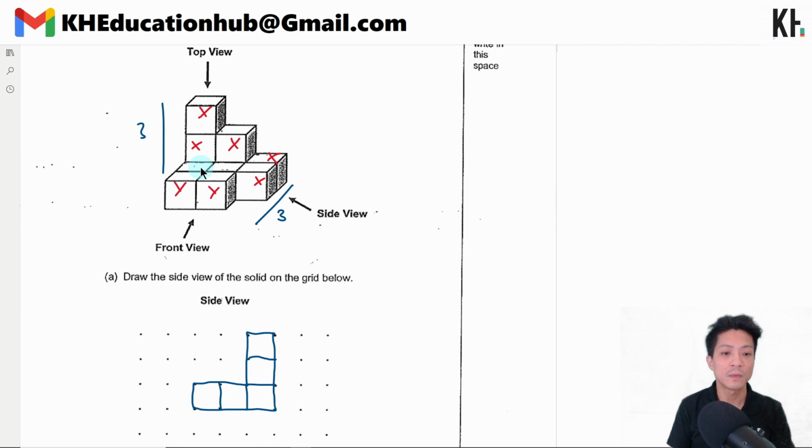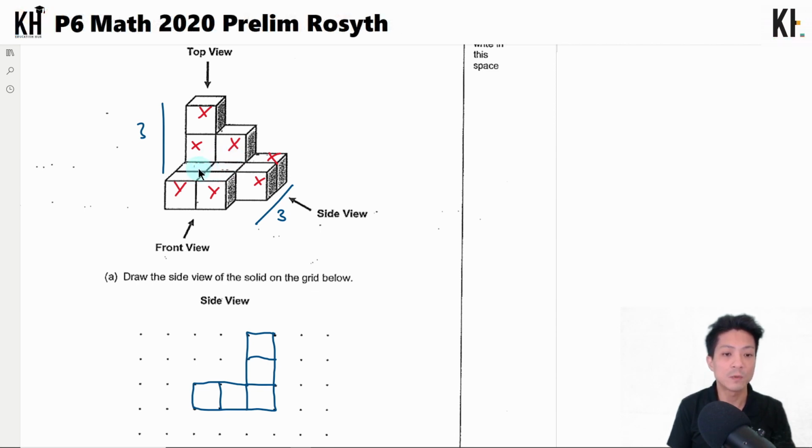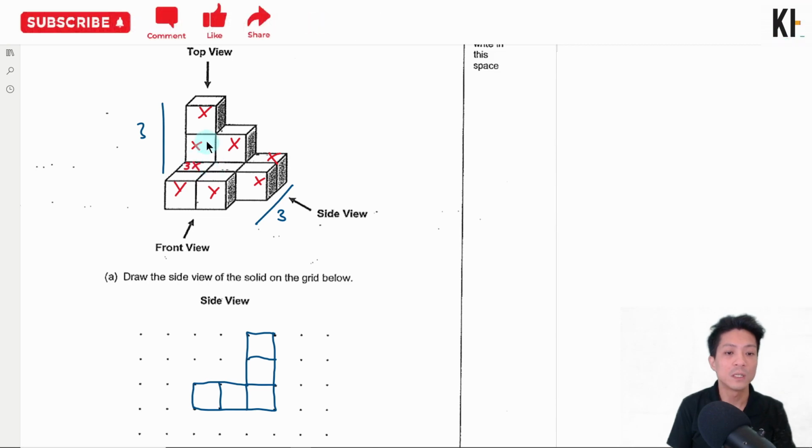It is wrong. So now we're left with 4 cubes, 2 at the bottom that we cannot see, and 2 that we can see in front. This one over here will have how many faces painted? This one will have 3 faces painted, so this is wrong. What about the one behind? The one behind will also have 3 faces painted, so it is also wrong.